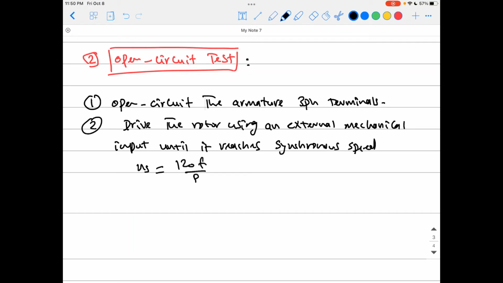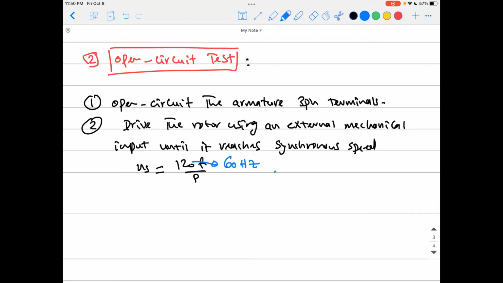The number of poles is something you find from the manufacturer catalog. You know how many poles are in your machine, so you know this in advance. And for the frequencies, it just depends. Here in North America, it's 60 Hertz. In most other places in the world, it's 50 Hertz, okay? So you should know what synchronous speed to expect.